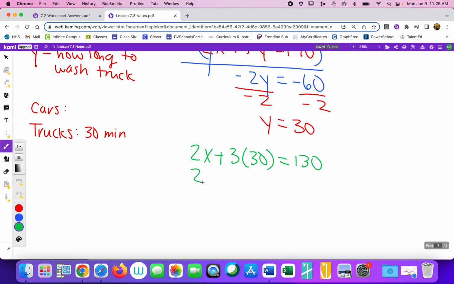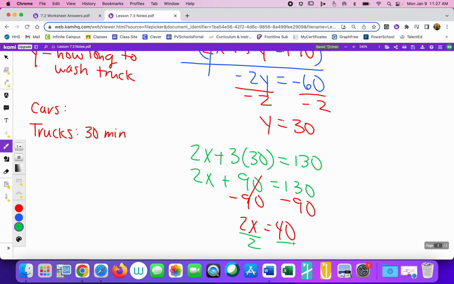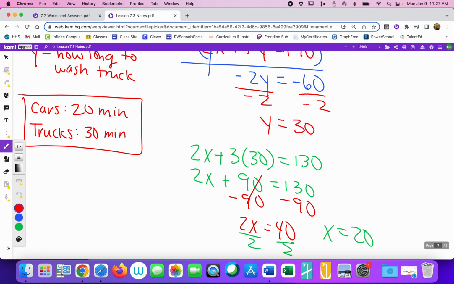3 times 30, 90. You will then subtract 90 from 130, which is what? 40. Divided by 2? 20. So x equals 20 means what? 20 minutes to wash the car. So cars would take 20 minutes to wash, trucks would take 30 minutes to wash. I'm assuming they mean cars like sedans. Okay, that type of car.